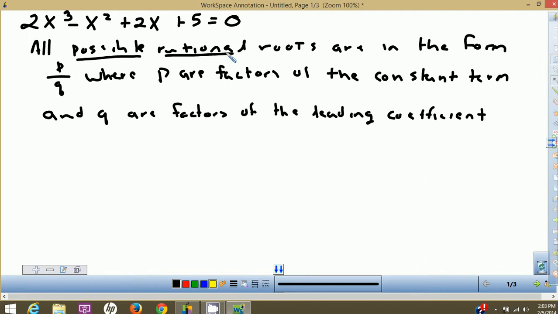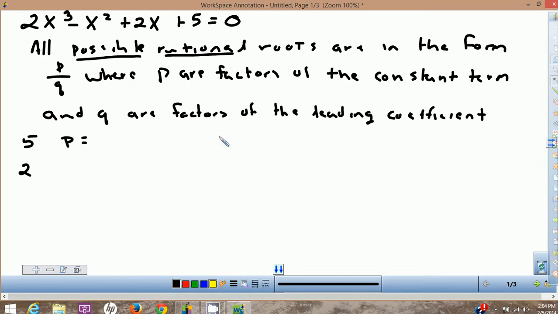So let's look at how this actually works. First of all, I'm talking about P being the factors of the constant term. The constant term here is 5. And Q is the factors of the leading coefficient. The leading coefficient here is 2. And we're going to use some very simple numbers on this very first one so that our list is pretty short. Well, that means that P is given as all of the factors that could make the number 5.